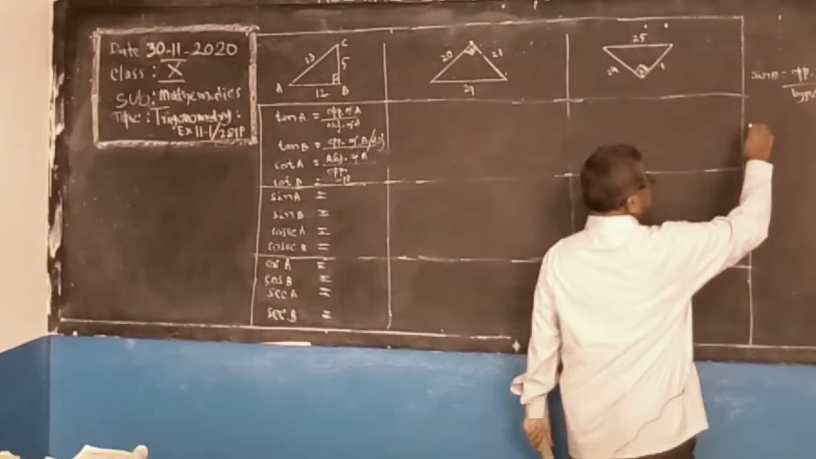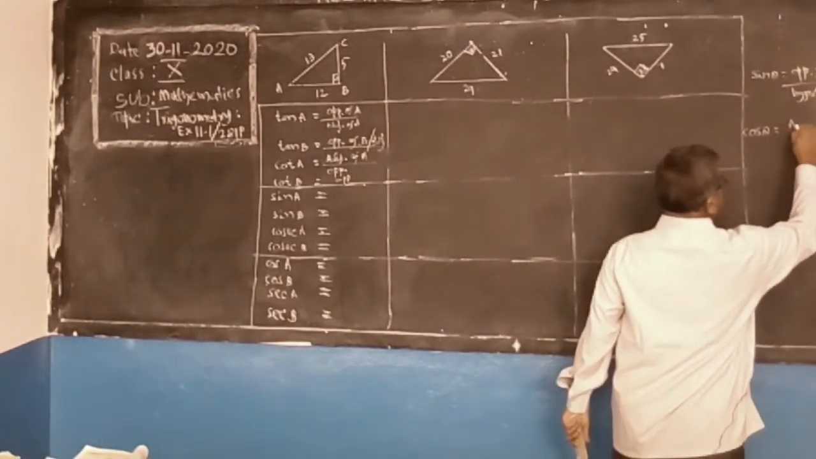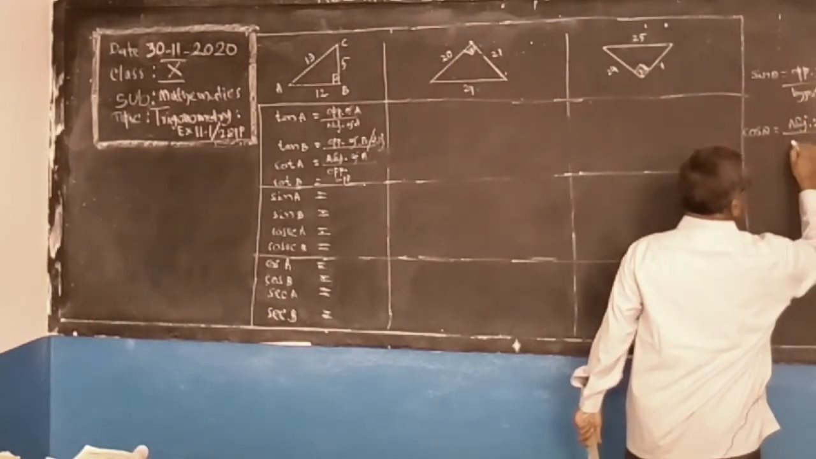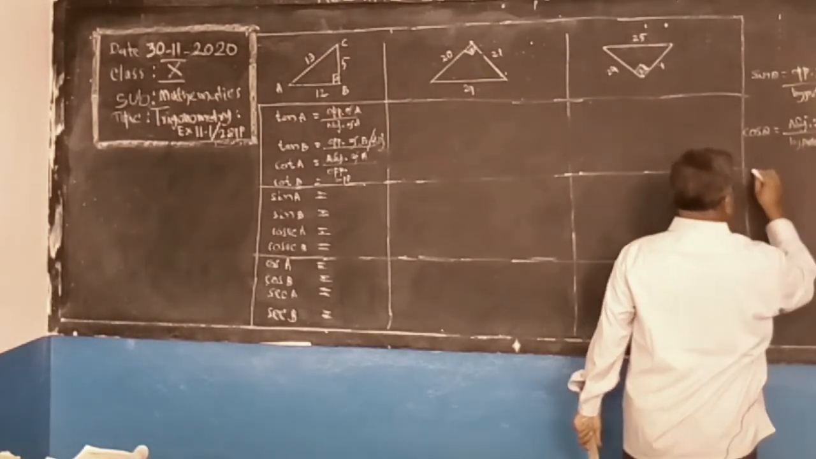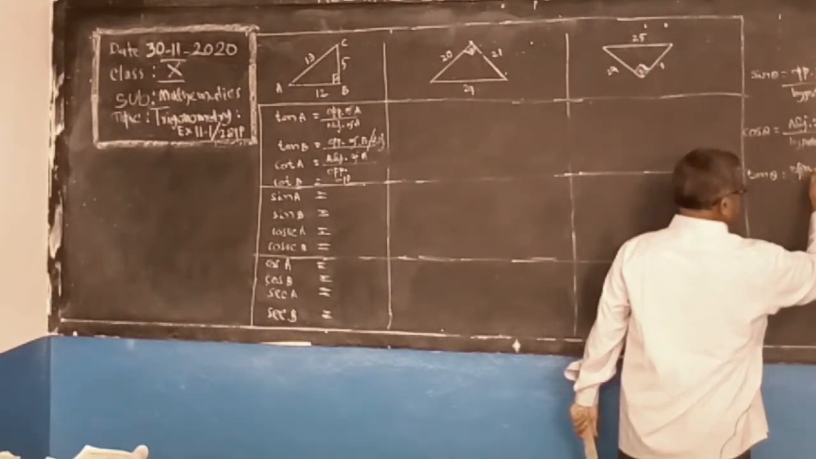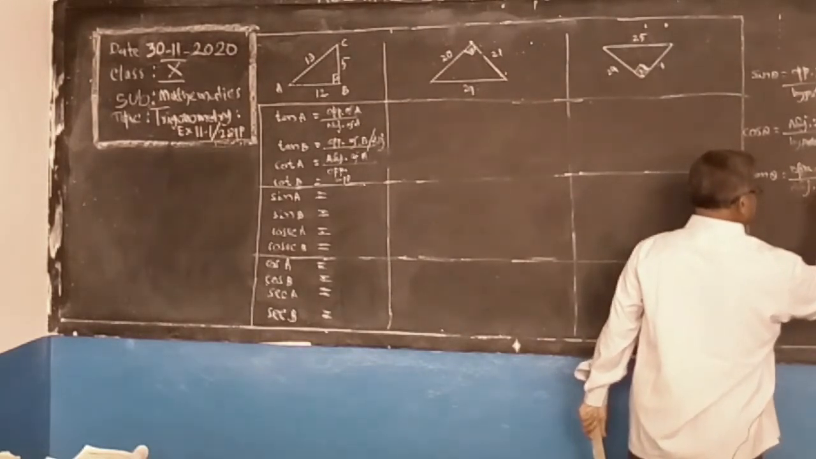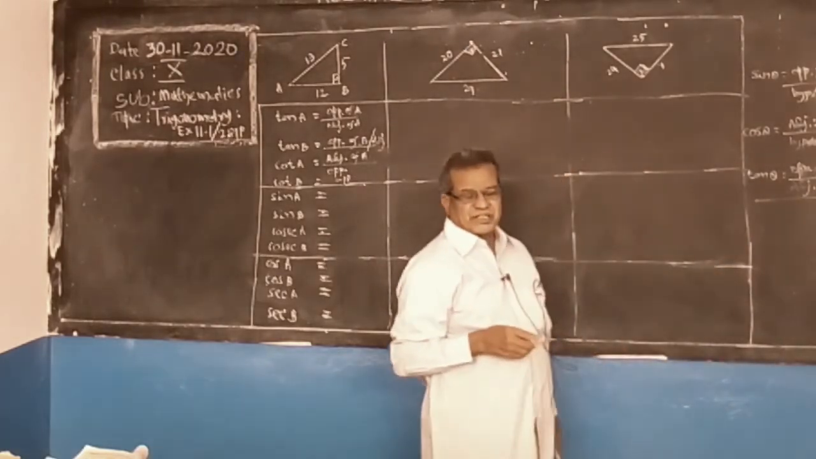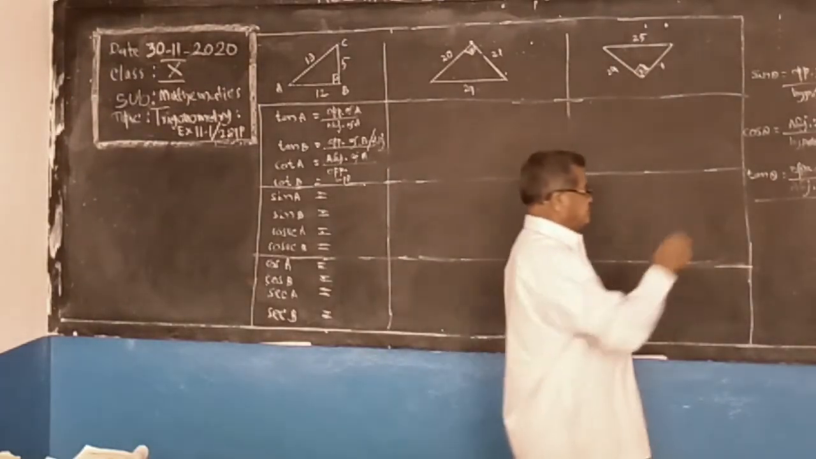See next, cosine, cos theta, is the adjacent side of the angle by hypotenuse. And next, third, tan theta, is the opposite side of the angle by the adjacent side of the angle. These are the main trigonometrical ratios, and the remaining 3 are their reciprocals.